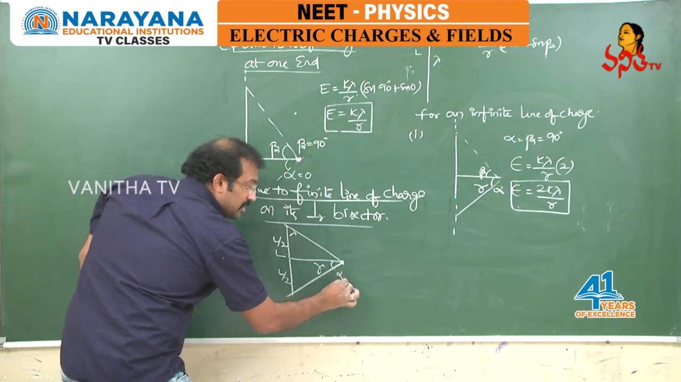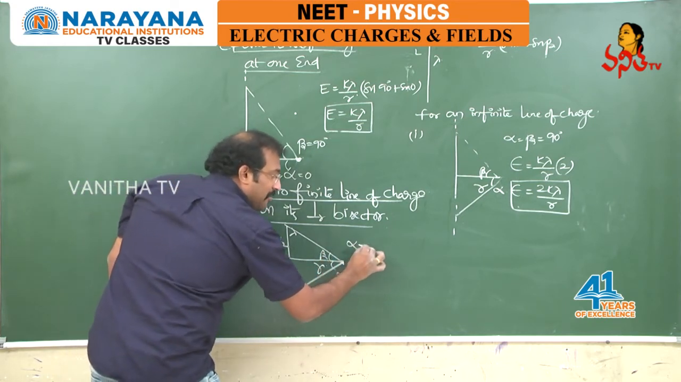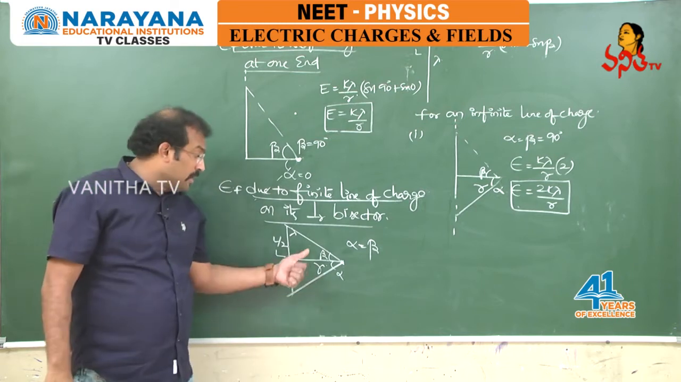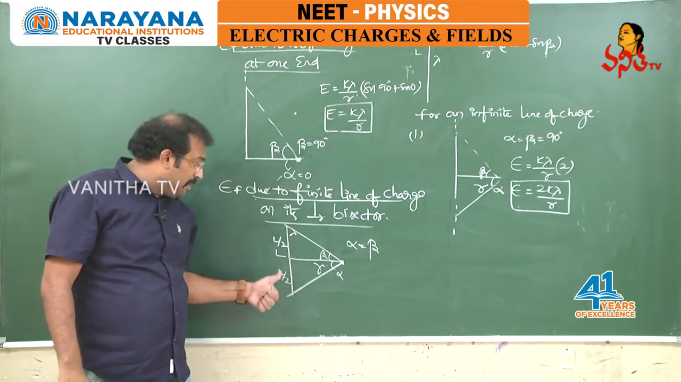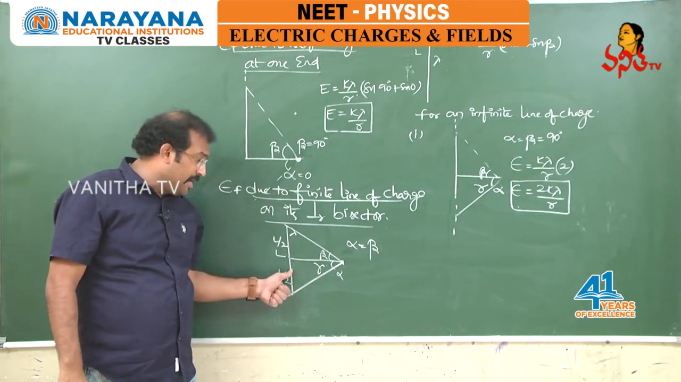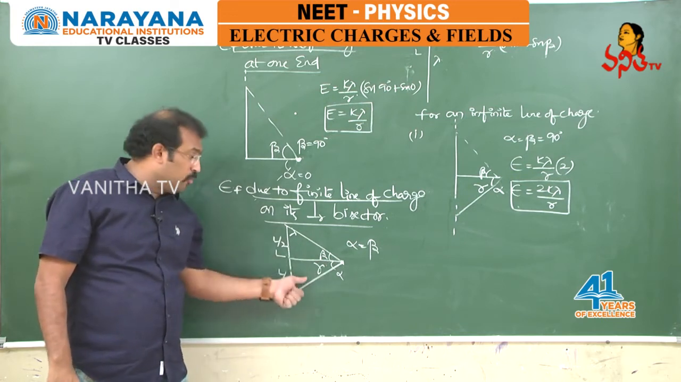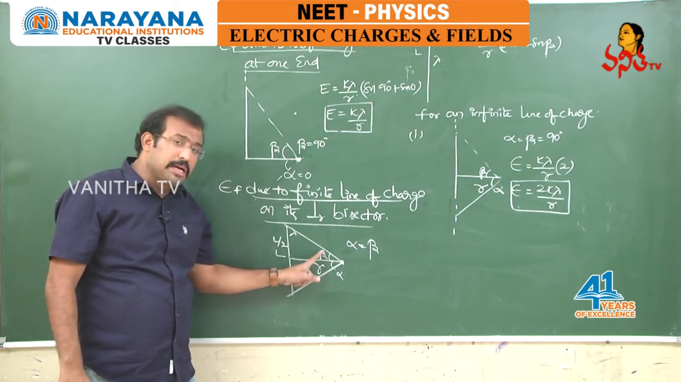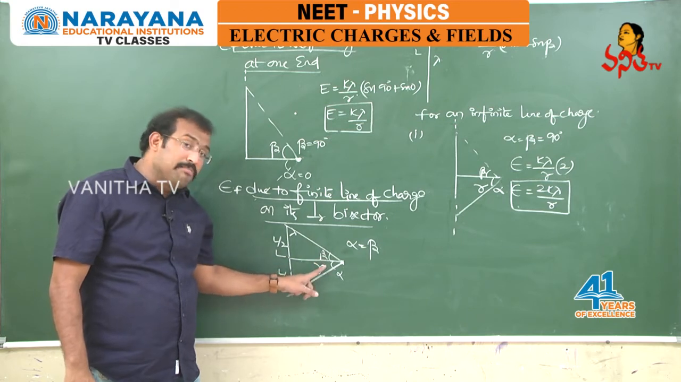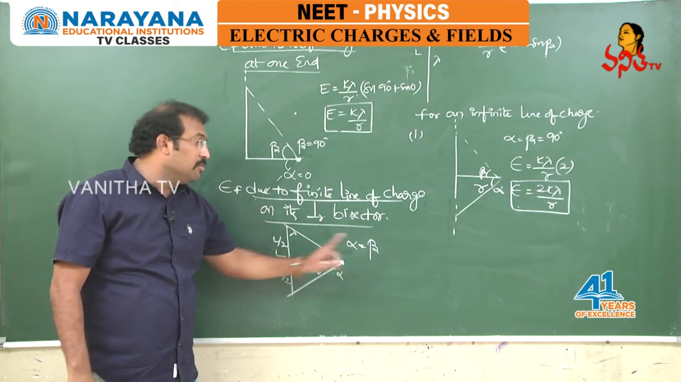So therefore this is alpha and this is beta. I can write alpha is equal to beta. By congruence of triangles, this is L by 2, this is L by 2. Sides are equal of these two triangles, there is a common side for both the triangles, and these two angles will become equal. So alpha is equal to beta.